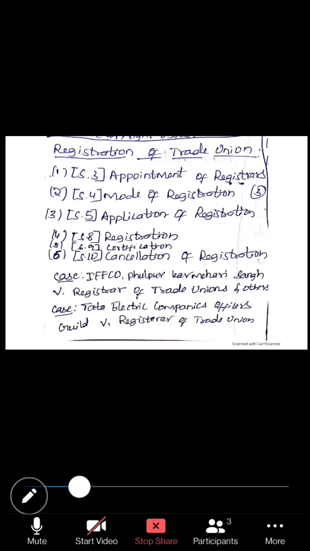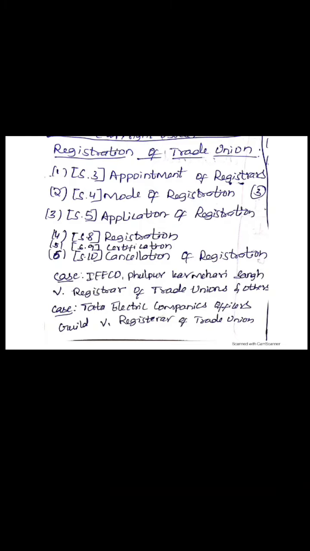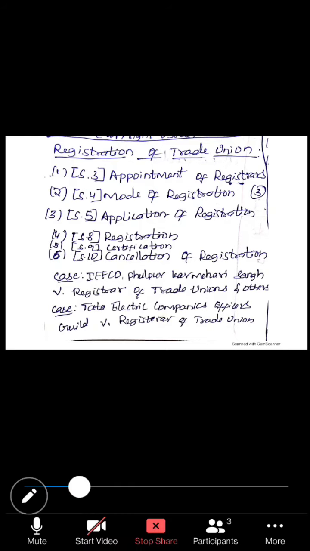That is the application of registration. How do they apply? They have to include their names, office registration numbers, etc. So the next is registration. Under registration, the registrar will verify everything, the application, the mode, and if everything is satisfactory to him, then he will register the trade union.